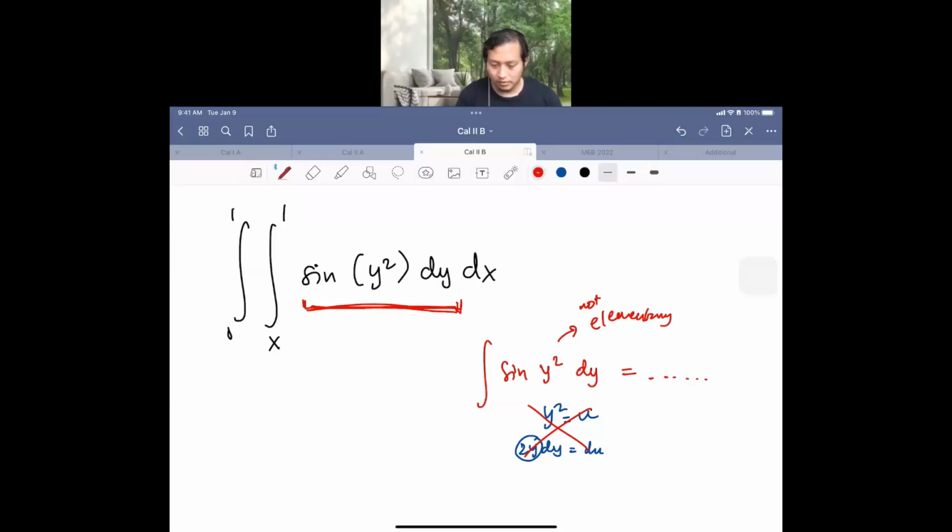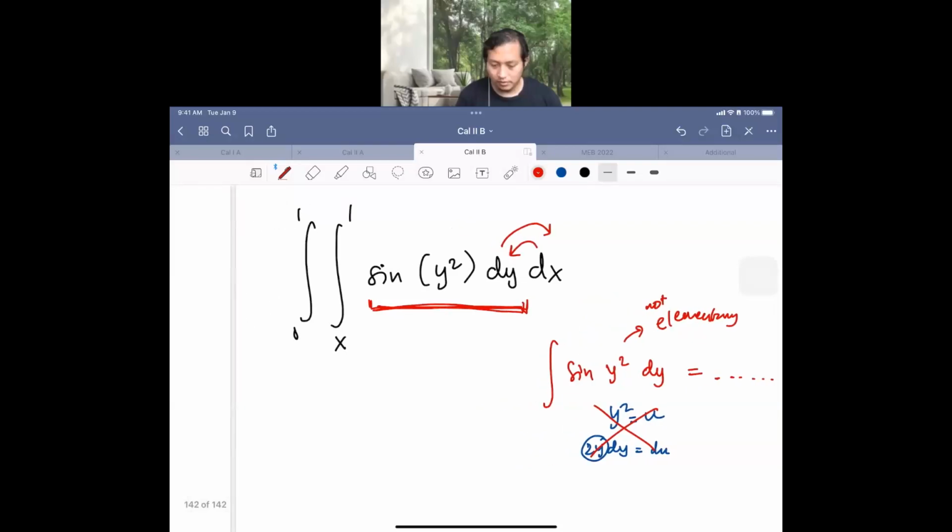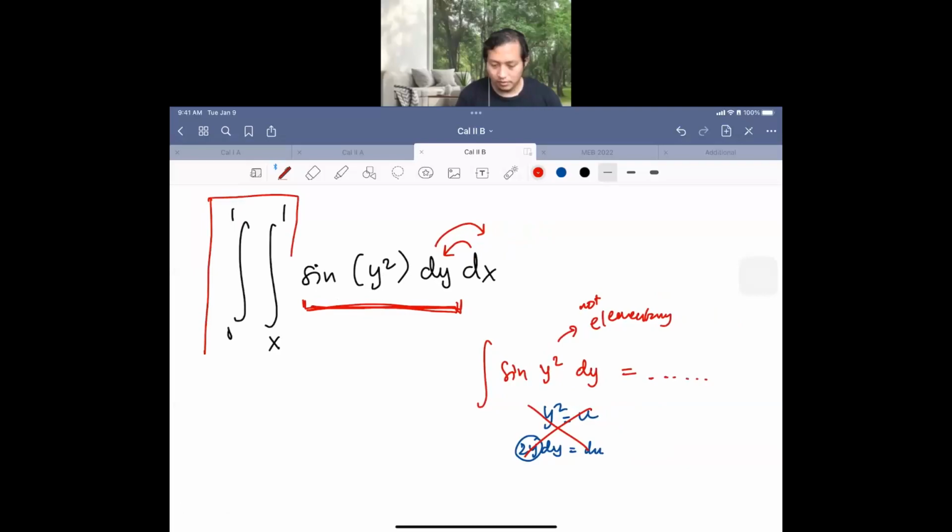So what we can do, if we are going to solve this, one way to do it is to change the order, changing the order of the integration. That's one way. And how to do that? The first thing is we are going to focus on this double integral.